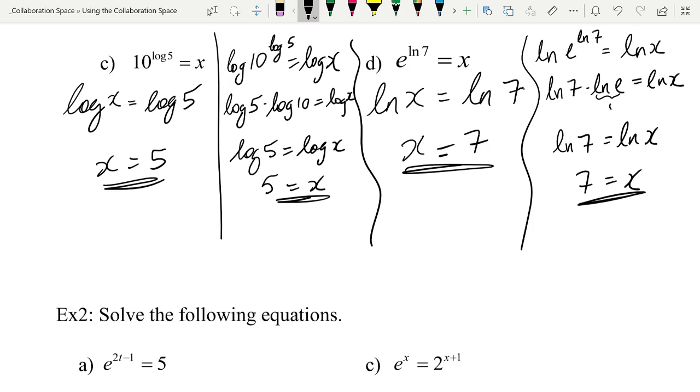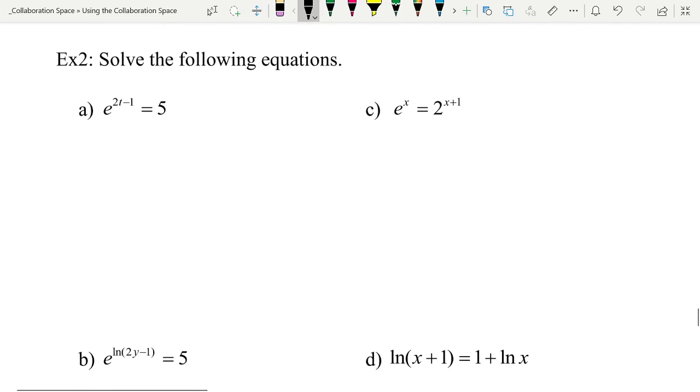All right. Any questions so far? More logs. Solve the following equations. Okay, so let's solve this thing. e to the power of 2t minus 1 is equal to 5. I am going to change that from an exponential equation to a logarithmic equation. So, because the base is e, I'm going to use natural log, log to the base e.